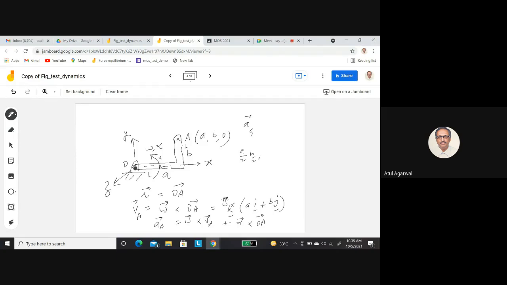The coordinate of this centroid has only an x coordinate; the others you take as 0. So your M by 2 will be outside, plus, what is the centroid of this part of the mass? This mass is M by 2. What is the centroid? The first distance is a. The second distance is b by 2.